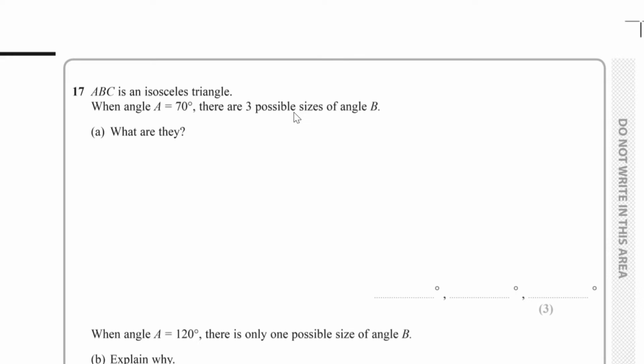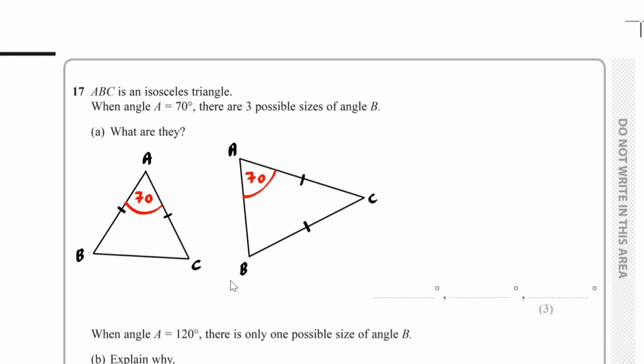Question number 17, ABC is an isosceles triangle. Angle A is 70 degrees. There are 3 possible sizes of angle B. What are they? Well, here's one possible triangle where AB equals AC. Here's another possible triangle where AC equals BC. And here's another possible triangle where AB is equal to AC. And in each of those cases, we've got the angle A, which is 70 degrees.